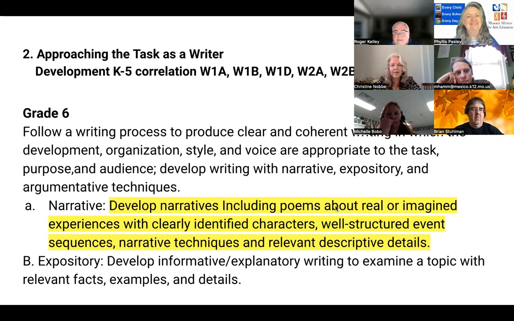And then this was looking in ELA at the skills that you take on to the task you have as becoming a writer.